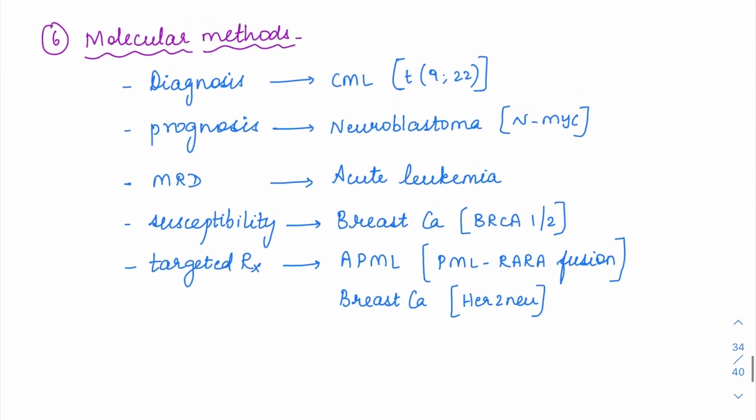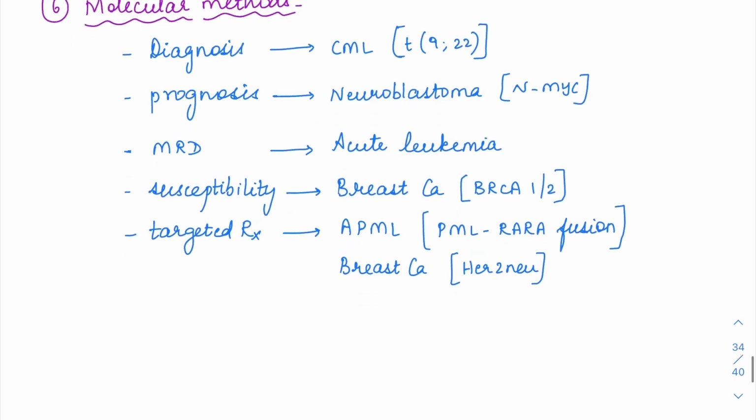Okay. So with the help of molecular methods, you can use it for diagnosis, like in the case of CML. CML, you can diagnose only when you see the translocation 9;22. So it is diagnostic in that sense. You can use FISH to detect this translocation. Then prognostic significance. For neuroblastoma, I mentioned NMYC amplification is a poor prognostic factor, both for neuroblastoma and medulloblastoma, right? So you can check for NMYC amplification and tell that it is having a poor prognosis.